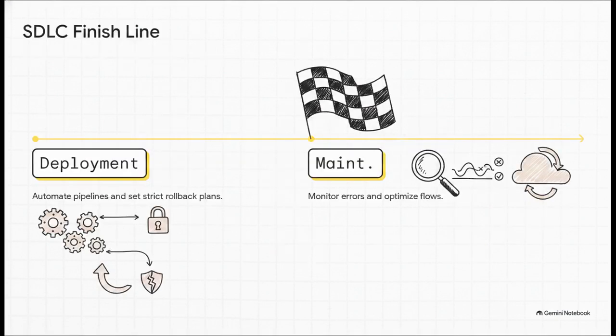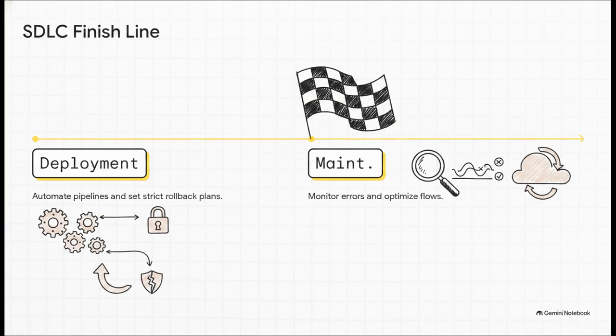Finally, we cross the SDLC finish line into deployment and maintenance. Actually, scratch that. Finish line is kind of misleading. Deployment means safely pushing this to live environments using automated pipelines and having a very strict rollback plan just in case things go sideways. But the job isn't over.